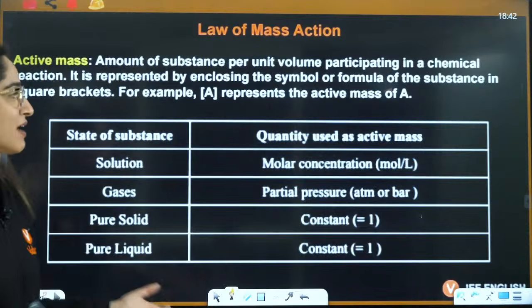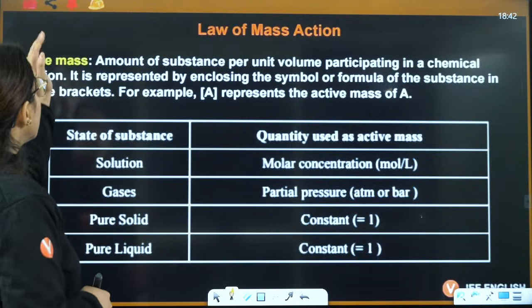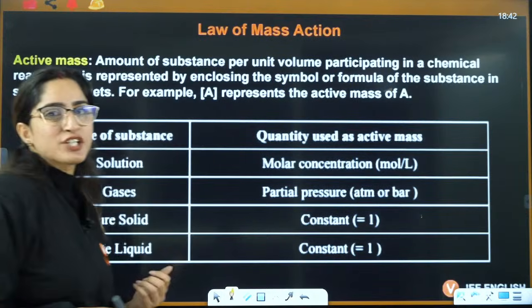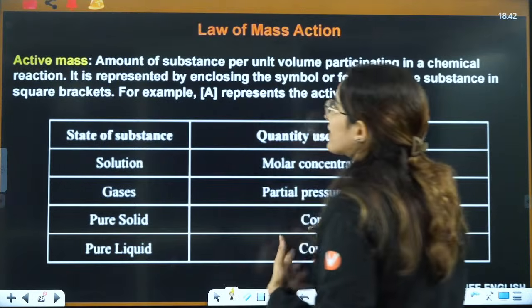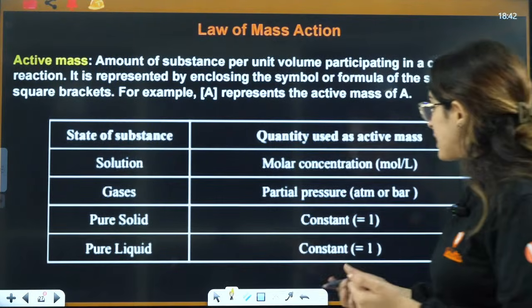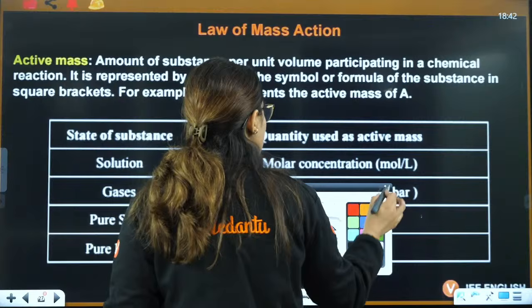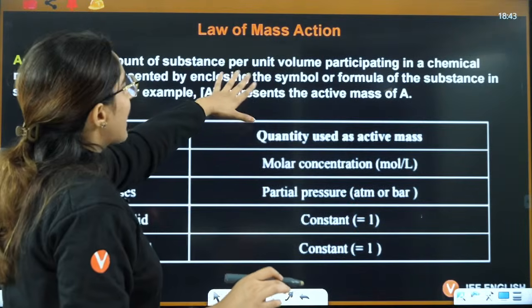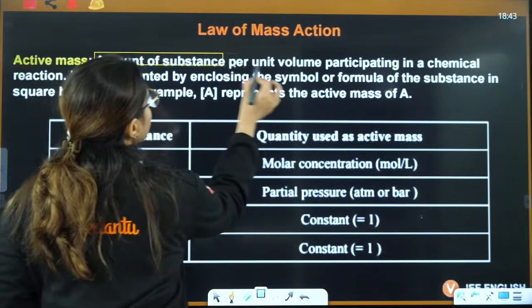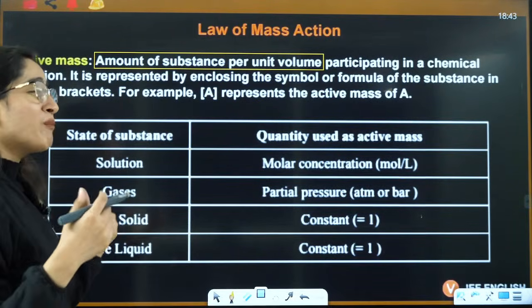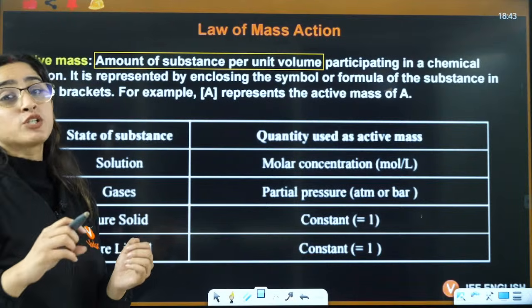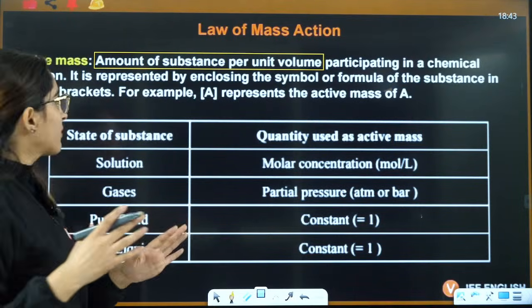So, the law of mass action. What is the law of mass action? Let's understand. Firstly, for mass action, you need to understand what is active mass. Active masses are the amount of substance per unit volume participating in a chemical reaction. How much amount of reactant, how much amount of product is participating in a chemical reaction.